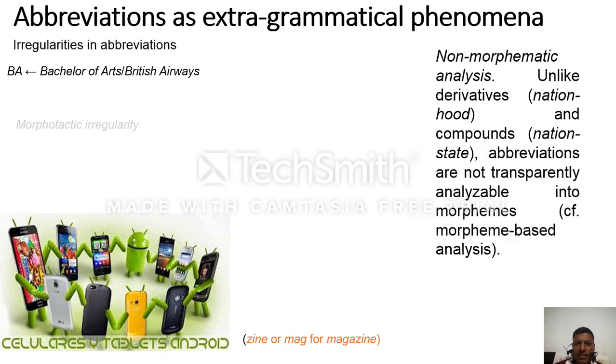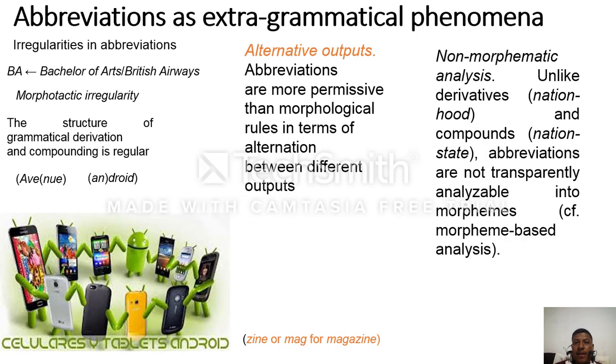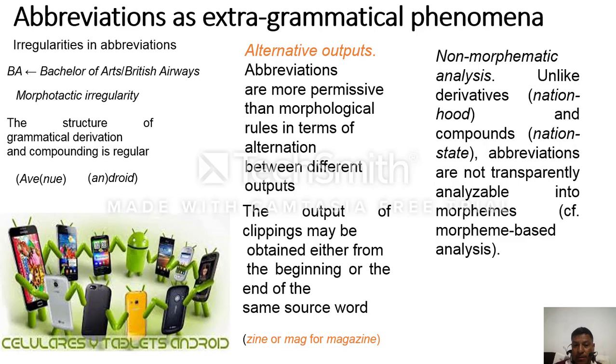Irregularities in abbreviations. Morphotactic irregularity. The structure of grammatical derivations and compounds is regular. Of new is an droid. An alternative output abbreviation is morphological rules, maybe between different outputs. For example, output sent meg for magazines, sin or mag for magazines.